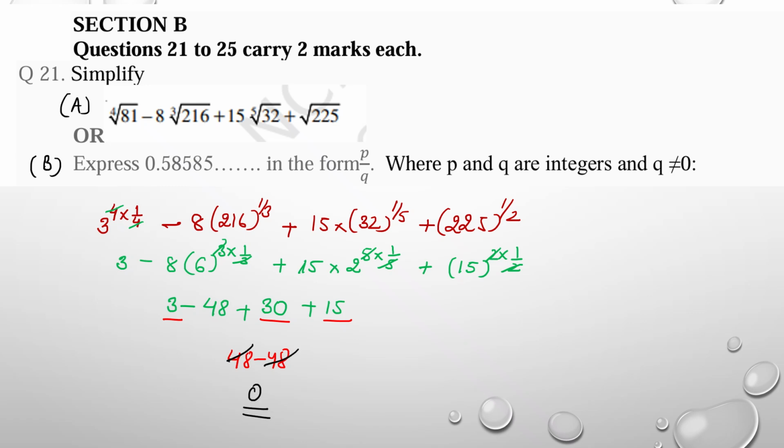Next, 0.585858. So this is a non-terminating repetitive rational number. Okay, we can write it in the form of P by Q. Let's do it on another page.